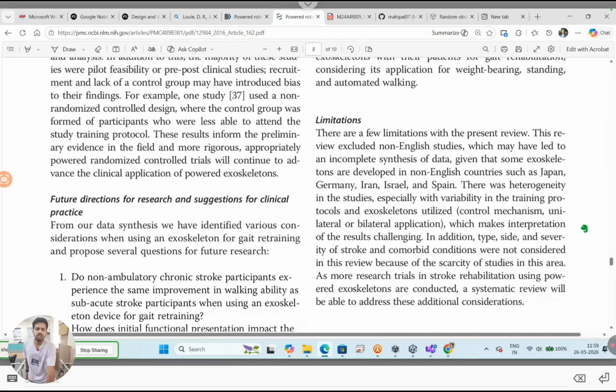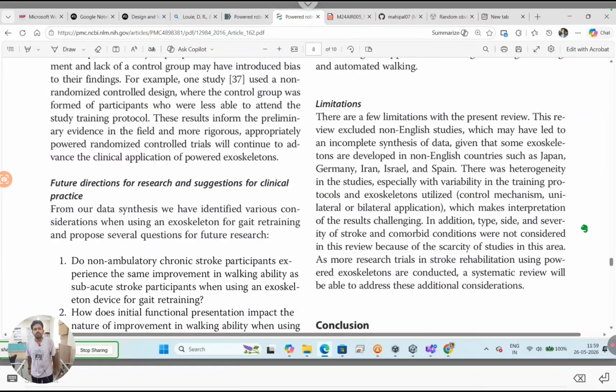So, limitations: there are few limitations with the present review. This review excluded non-English studies, which may have led to an incomplete synthesis of data, given that some exoskeletons were developed in non-English countries such as Japan, Germany, Iran, Israel, and Spain. There was heterogeneity in the studies, especially with variability in the training protocols and exoskeleton utilized, control mechanism, unilateral and bilateral application, which makes interpretation of the results challenging.